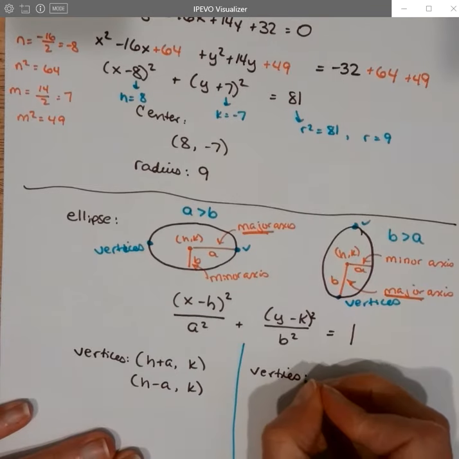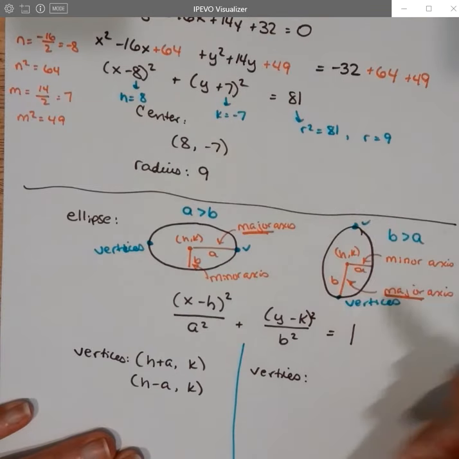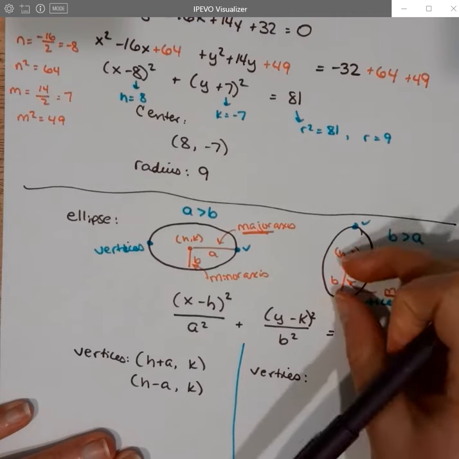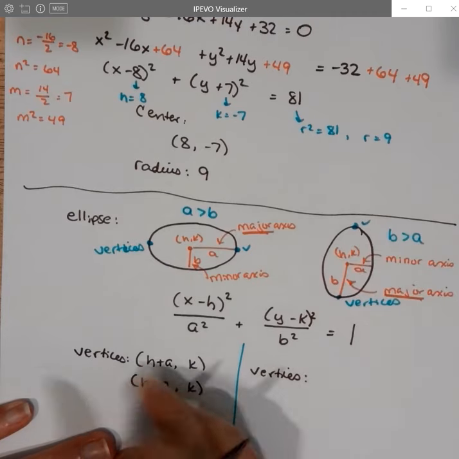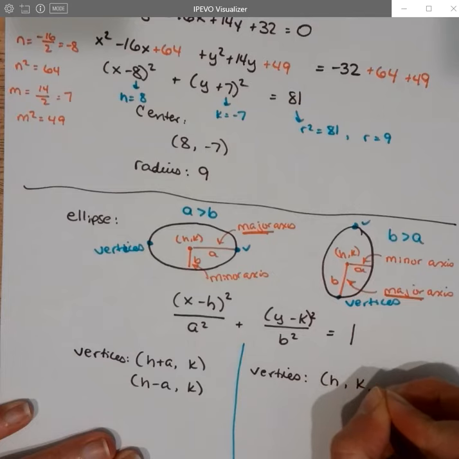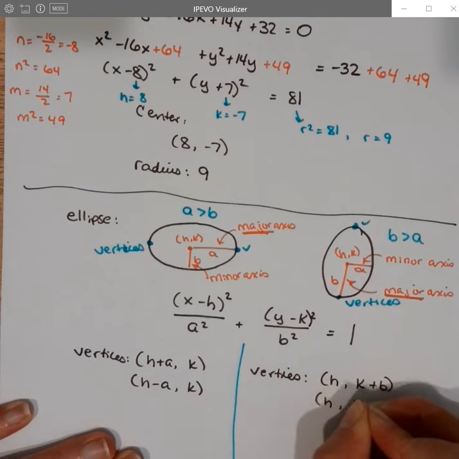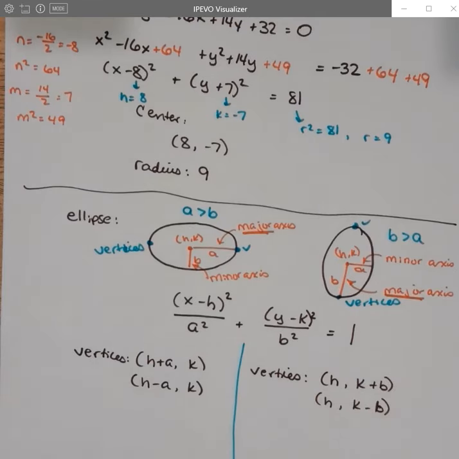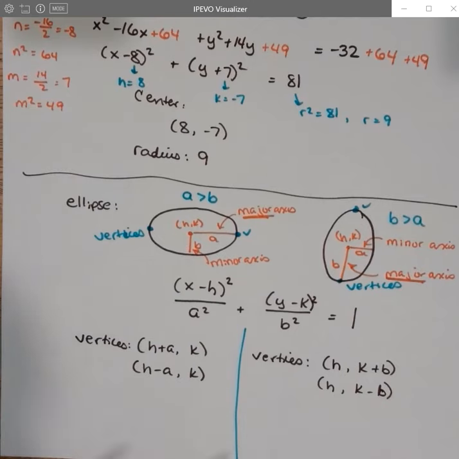And so if you are vertical major axis, your major is in the Y direction, so it's going to be H, comma K plus B, and K minus B, because we're moving in the vertical direction instead of the horizontal direction. So those are your vertices depending on which orientation you have.